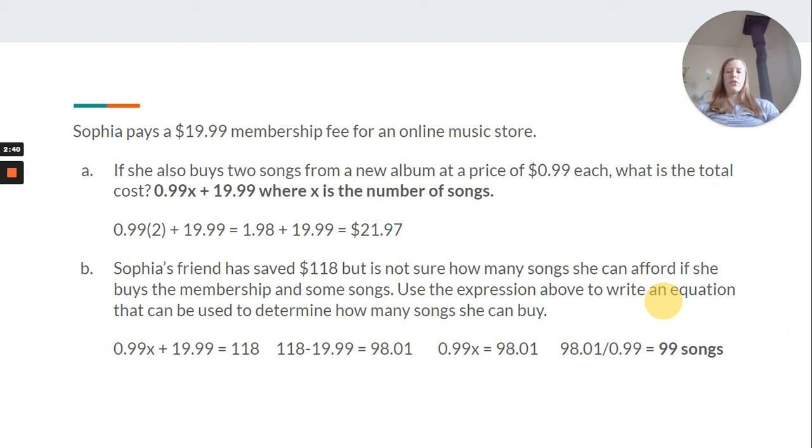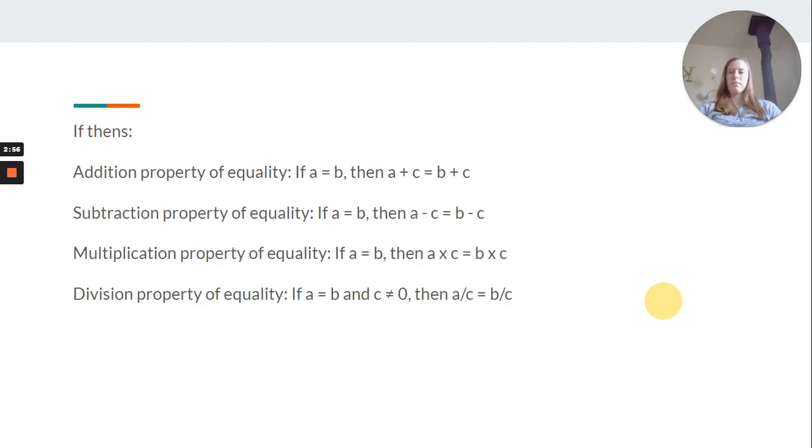And then we have a friend who wants to not spend more than $118. So we kind of do the opposite here, find out what x can be for her to not spend over 118. So that's 99 songs.